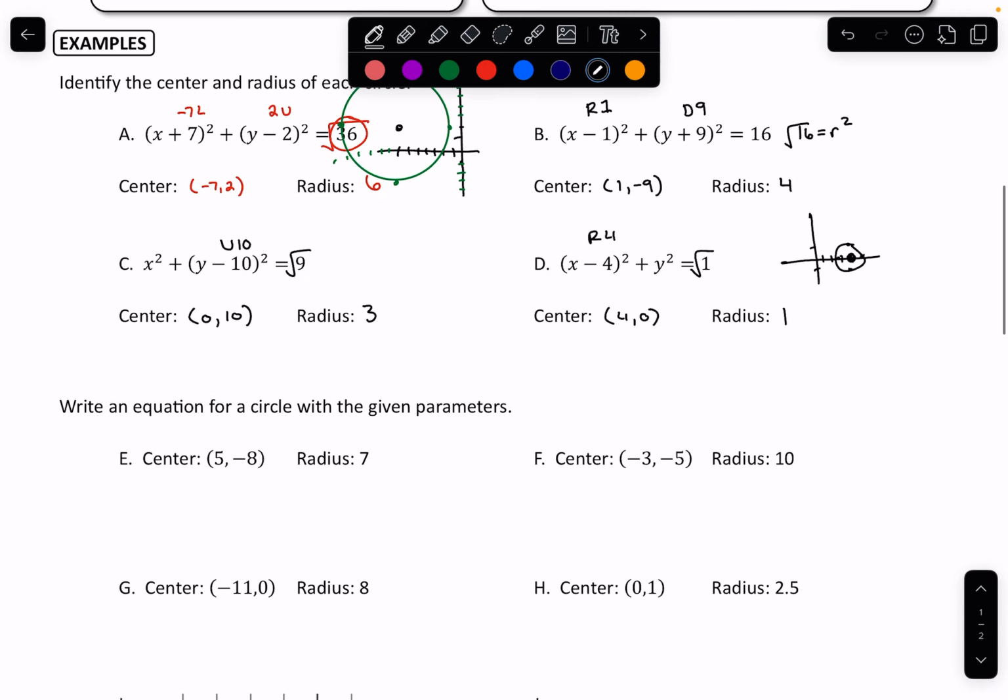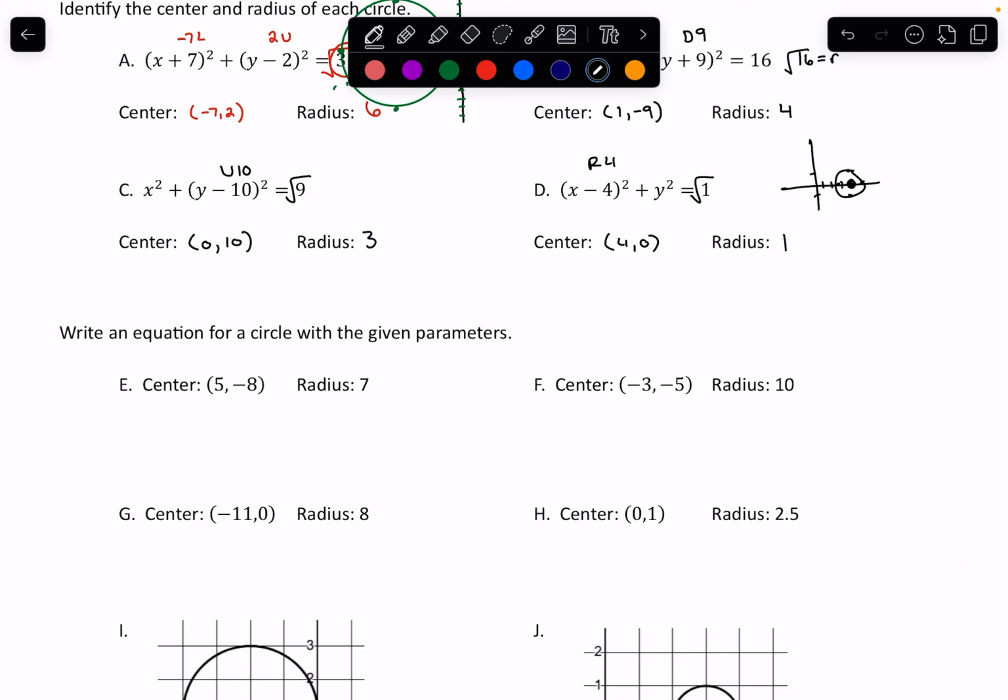All right, now it wants me to write an equation if it gives me the center and the radius. This is really easy to do. This number goes with the x, this number goes with the y, but you have to go the opposite. So I would put x -5 squared plus y plus 8 squared equals 7 squared, which is 49.